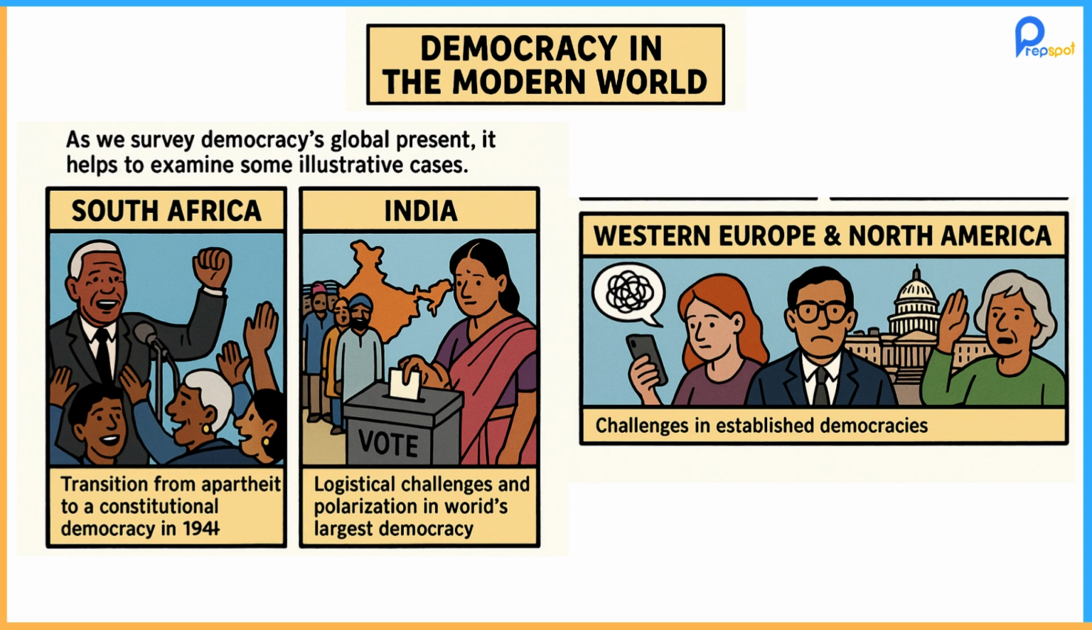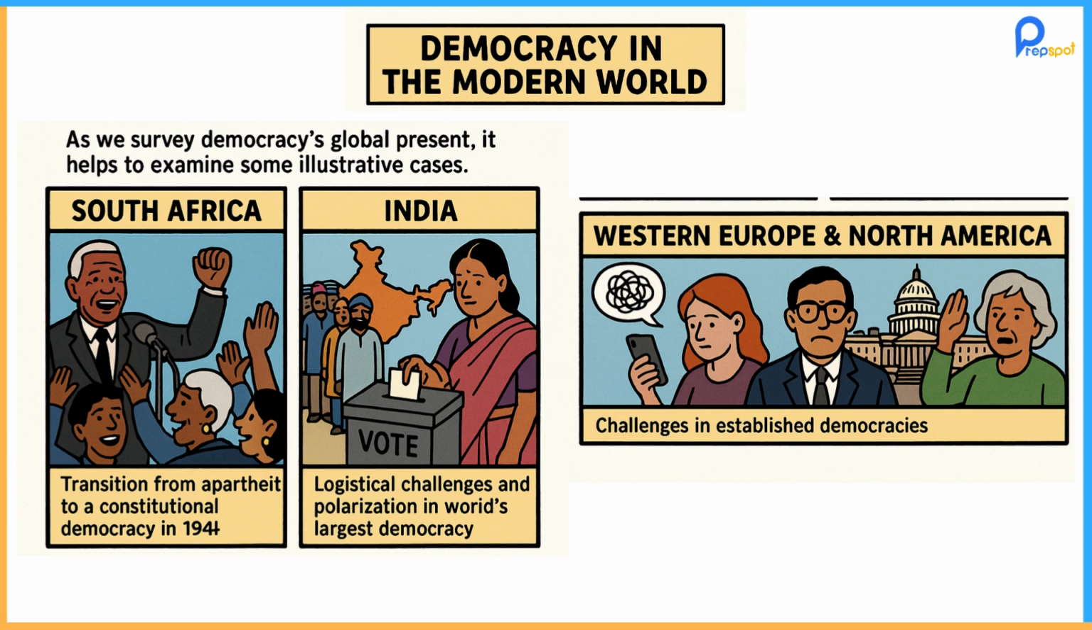South Africa's transition from apartheid to a constitutional democracy in 1994 marked a seismic social and political shift, demonstrating democracy's potential for reconciliation and inclusion when institutions are thoughtfully redesigned. India, the world's largest democracy, conducts elections for hundreds of millions of voters at regular intervals, showcasing the logistical prowess of democratic processes, even as it grapples with challenges like political polarization, identity politics, and disparities in education.